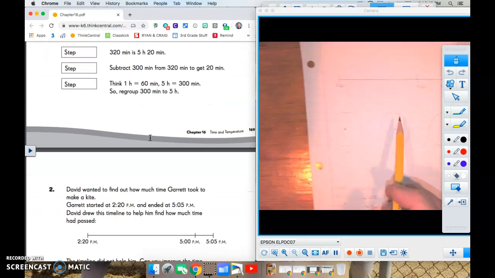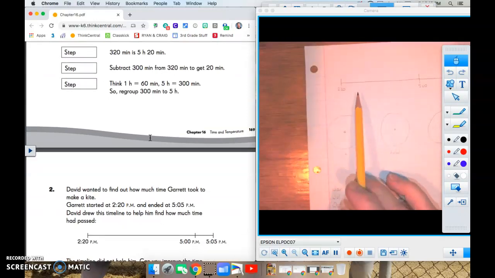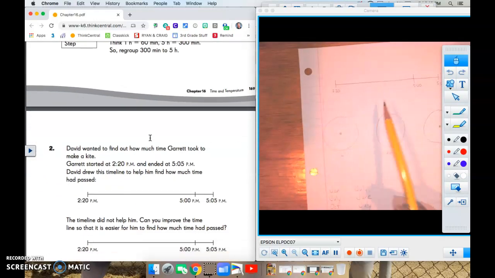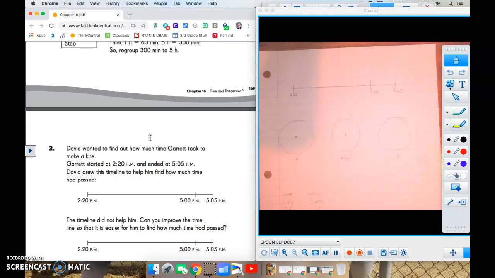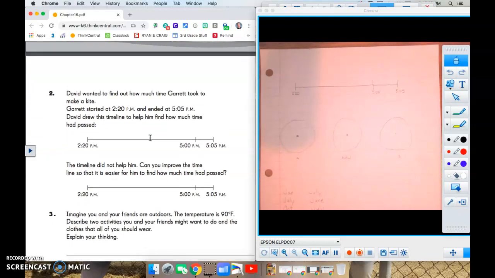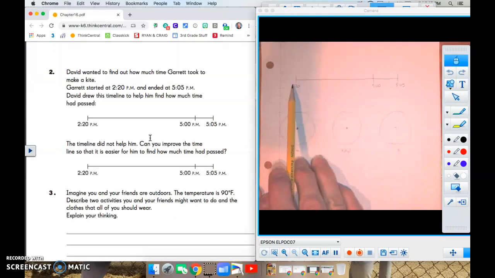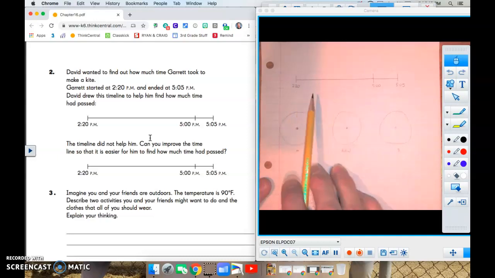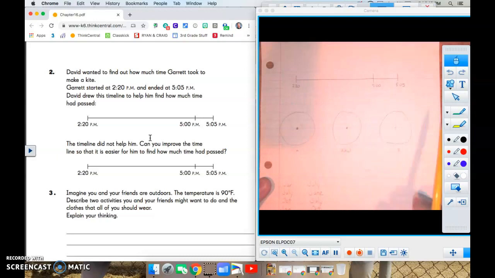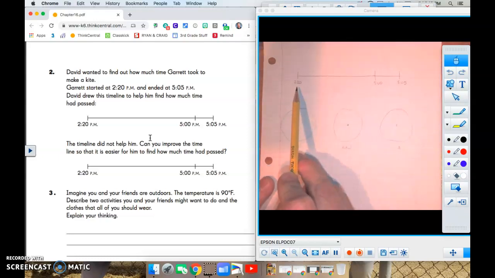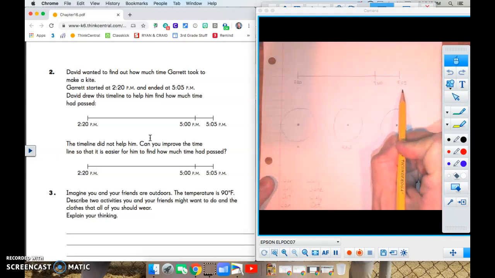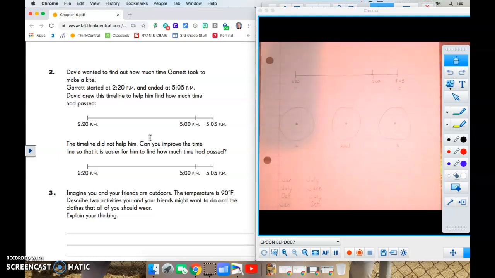Now, if you notice over here, I did put down a little piece of paper here, and if you want to just pause the video for a second before we start number 2, you'll be able to check out what they did for both of the timelines there. They're identical. It says 2:20 to 5:05, right? And it says David wanted to find out how much time Garrett took to make a kite. Garrett started at 2:20. So that's the start time, okay? And he ended at 5:05, and it's all p.m.